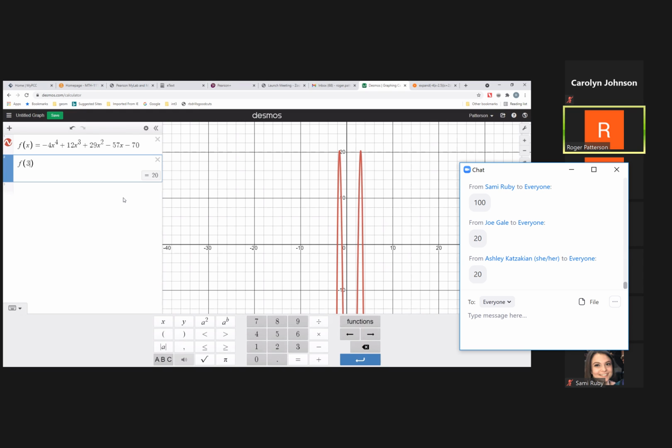Let's do synthetic division again. This time, let's do it with negative 3. Okay? So, synthetic again. Try it again, this time with negative 3. Let's see what the remainder is.